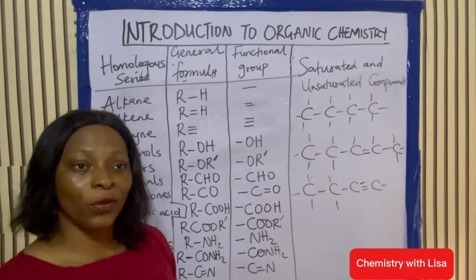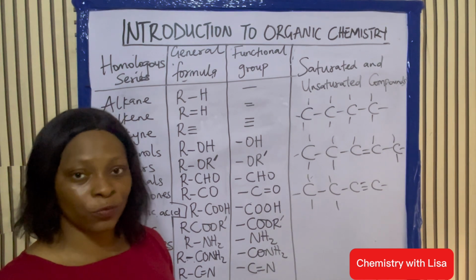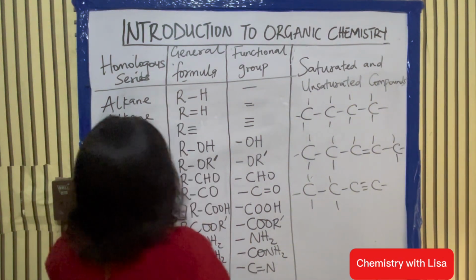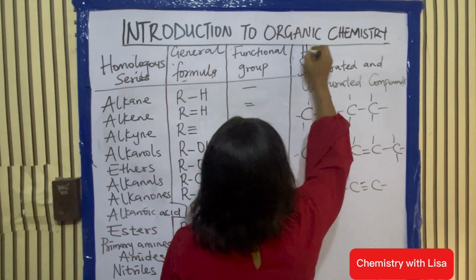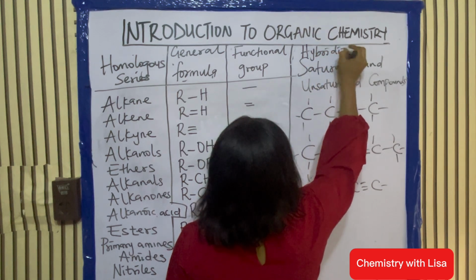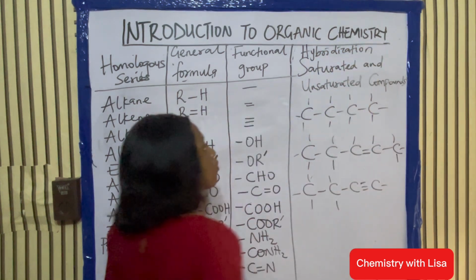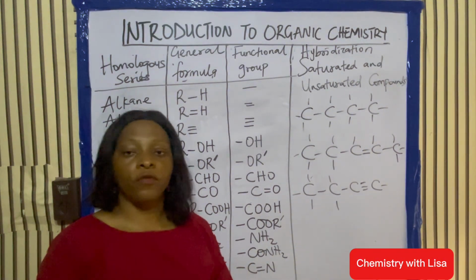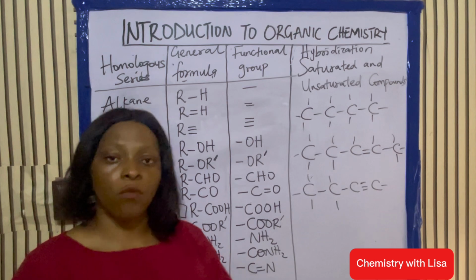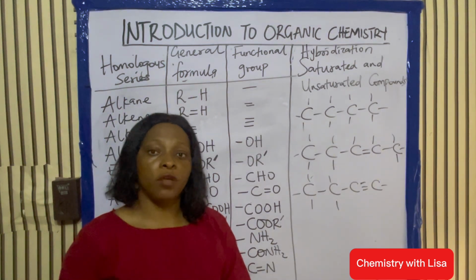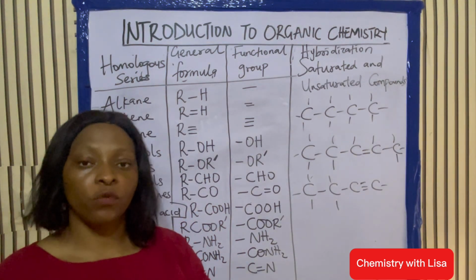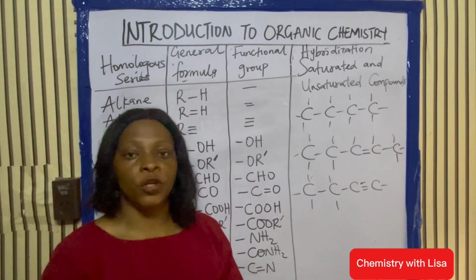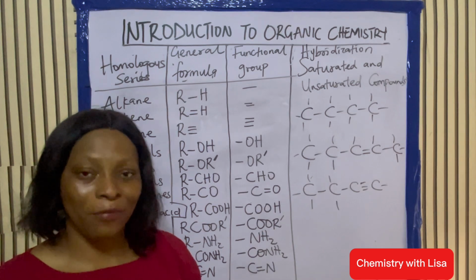Okay, so the last but not the least, we'll be looking at hybridization. So what is hybridization? It is simply the mixing of two or more orbitals of the same principal quantum number in order to form a new orbital. The mixing of two or more orbitals of the same principal quantum number in order to form a new orbital. We refer to it as hybridization.